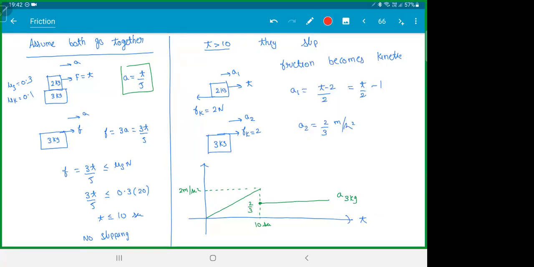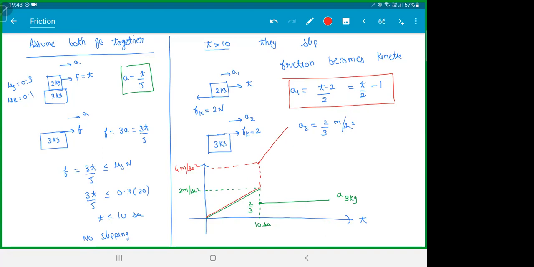If you look at the 2 kg block, it is parallel. Put T is equal to 10 and see. If you put 10 here, we get 10 by 2 minus 1. That is 4 meter per second square, meaning the value will suddenly jump to here. It's a discontinuous function. And then it becomes a straight line. The graph will have a gap in the middle. There's a sudden discontinuity. This is a big hint.